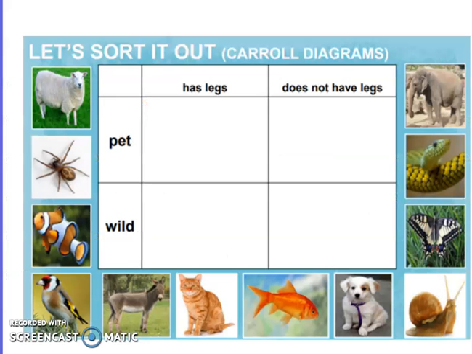If you're in blue group, you will have got a sheet that looks like this, where you're sorting your animals out into a Carroll diagram. You need to work out if these creatures are pets or if they're wild animals, and if they have legs or they don't have legs. And you will draw the creatures in the correct box. So I can see here we've got a dog. A dog can be a pet, so it would go in the pet section, and it does have legs. So I would draw the dog in that box.